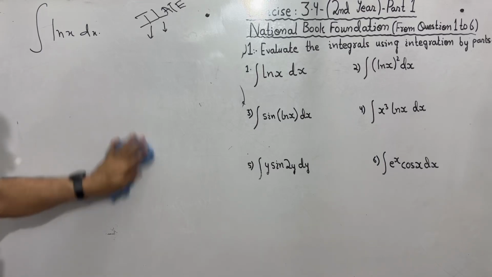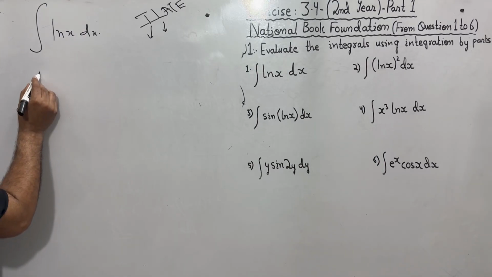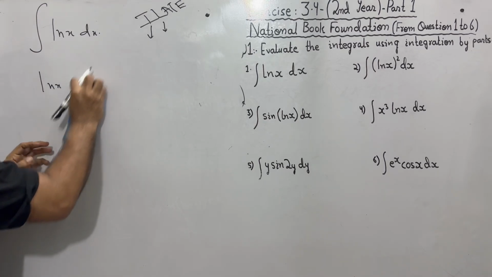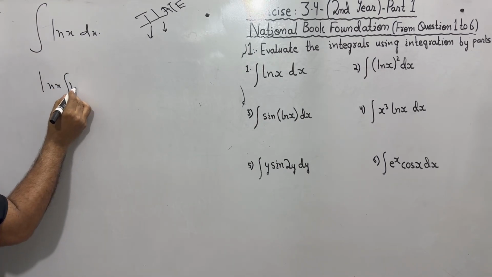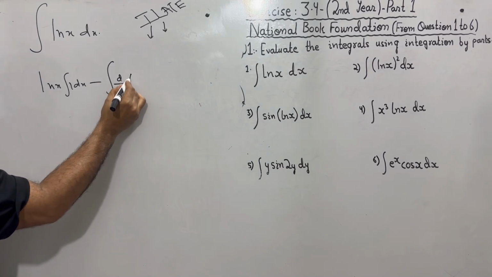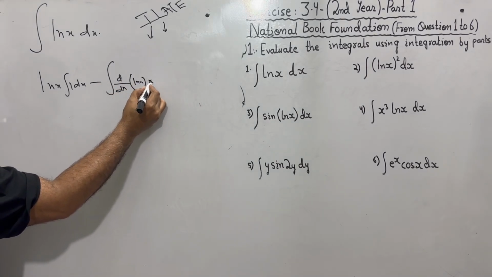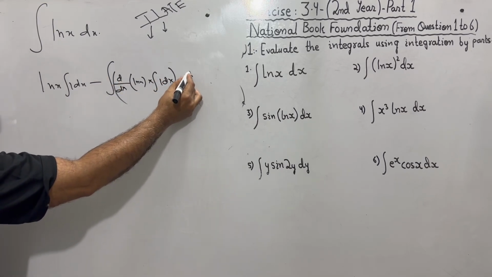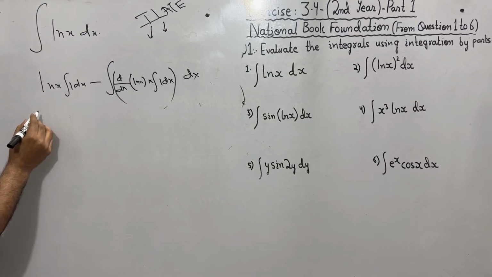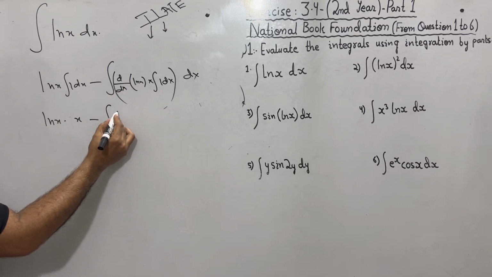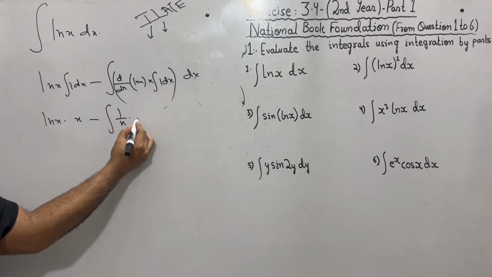Have a look at this. First same, times integration of second, minus whole integral. Differentiation of first, that's ln x, integration of second times, here it is dx. First same, integration of 1 is x, minus differentiation of ln x is 1 over x, integration of 1 is x.